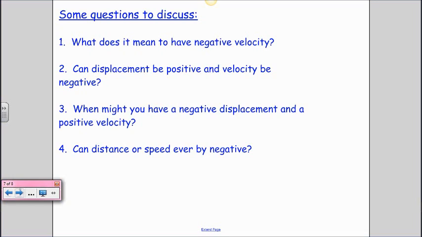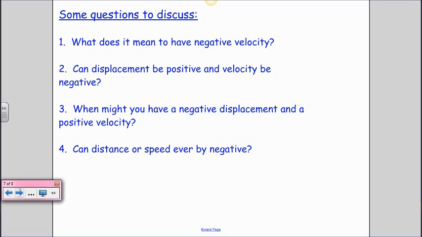So say you're moving forward 5 meters at 10 meters per second. Both of those are positive. But then if you turn around and head backwards for 10 meters at 1 meter per second, you will have ended up behind your starting point, so you have a negative displacement. However, you moved forward a lot faster than you moved back, so your average velocity is going to be positive.